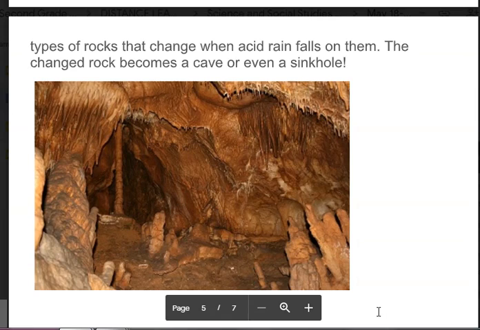Carbonation can change rocks in many ways. This rock is changed when it becomes a cave or even a sinkhole.